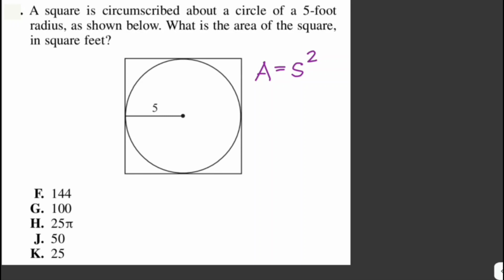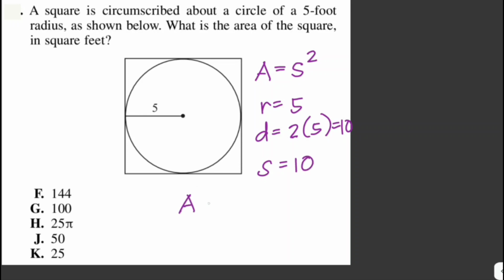Now we're given here the radius of the circle. It's clear here from the figure that the side of the square is just equal to the diameter of the circle, which is just twice the radius, and the radius is just equal to 5, so the diameter of the circle is just equal to 10. Therefore the side of the square is just equal to 10.